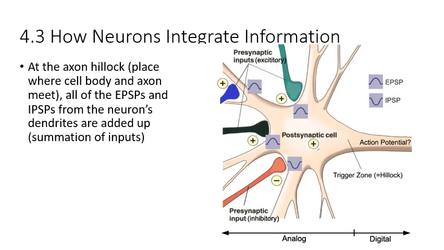And the cell soma combines all of these and triggers an action potential if the sum of them is positive. So in the case of this particular example, there are three excitatory inputs and one inhibitory, so the action potential is going to be triggered. And this is triggered at the axon hillock, which, if you remember from earlier in the semester, is the place where the cell body and the axon meet. So this trigger zone, or hillock, is right at the beginning of the axon.